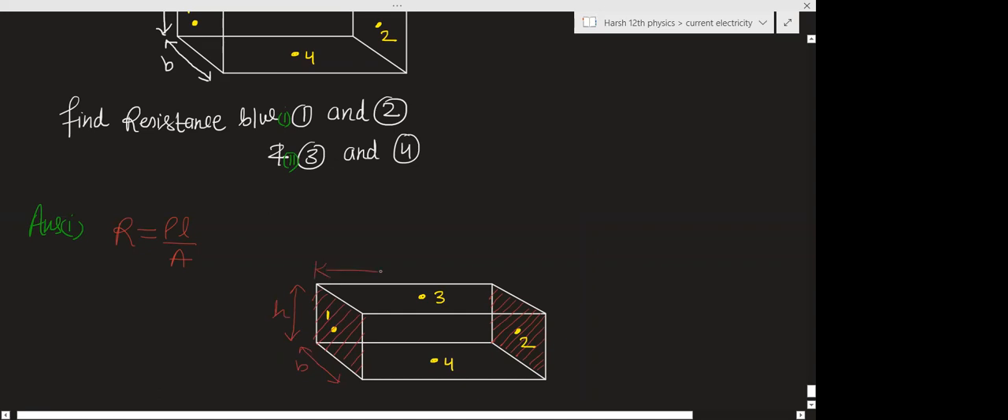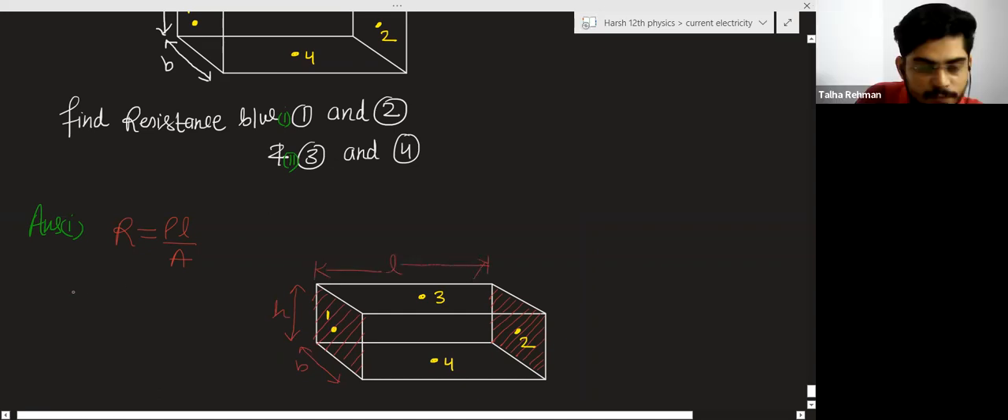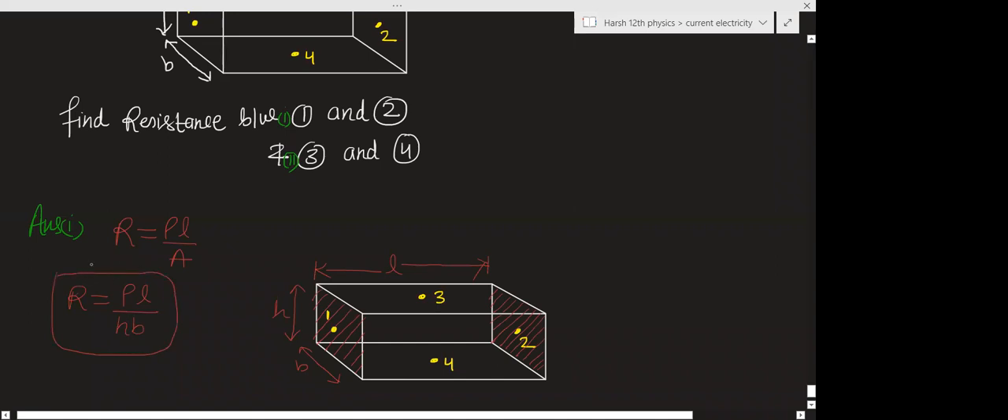And length you will take this L. So R will become rho L divided by the area of this. This is a rectangle, so area of rectangle you will take H into V. So this is your answer, resistance between 1 and 2.